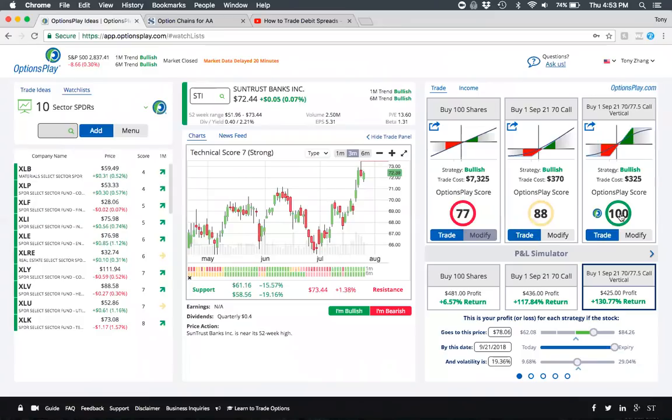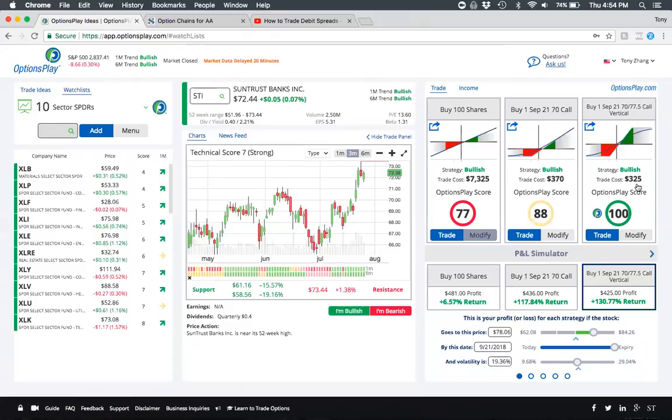I'm showing you the exact process that I went through last night to find SunTrust Bank. So I can either buy 100 shares of that stock, it'll cost me $7,300, or I can buy this call option that gives me very similar upside exposure. That costs me $370. So again, roughly 5% of the cost it would take me to buy 100 shares of the stock, I can get similar upside exposure, and I limit my downside risk, meaning no matter what happens to SunTrust Bank, I can only lose $370 per contract, even if the stock goes to zero.